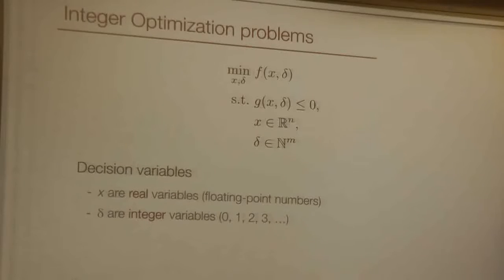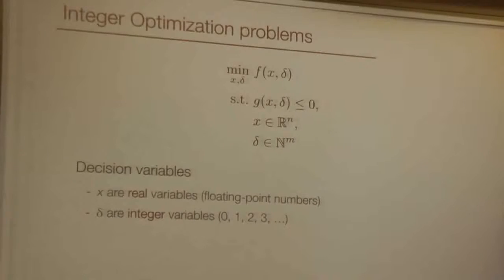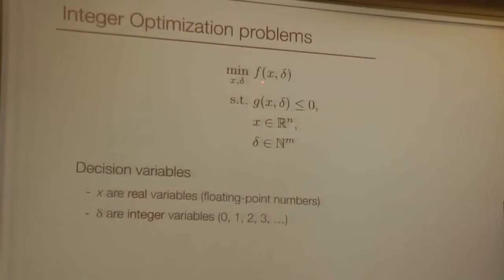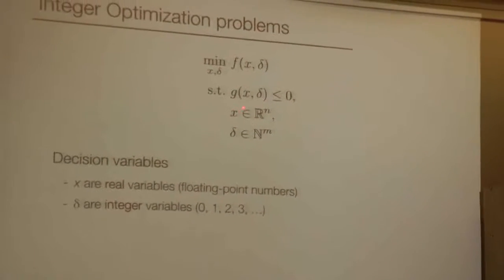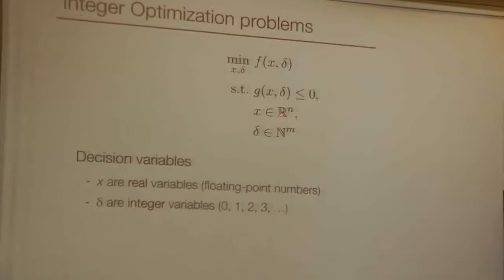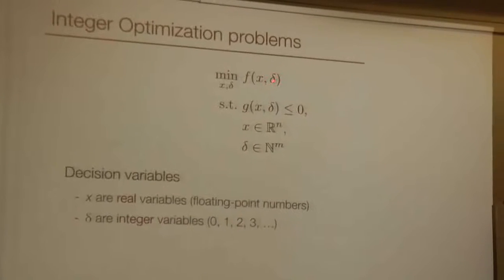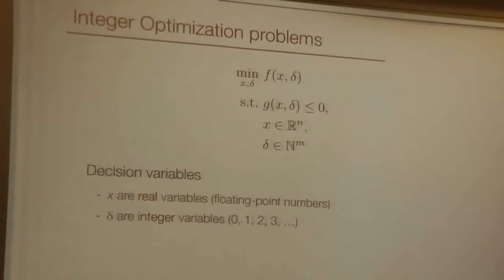So integer optimization problems are optimization problems as any others, meaning we have an objective function which we would like to minimize. So that's the function f here. We assume it's a scalar valued cost function. And it is a function of two classes of optimization variables. By x, we will denote the real valued optimization variables. And delta will be the integer optimization variables.